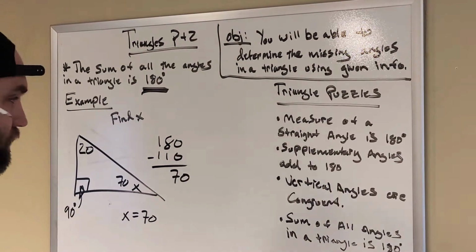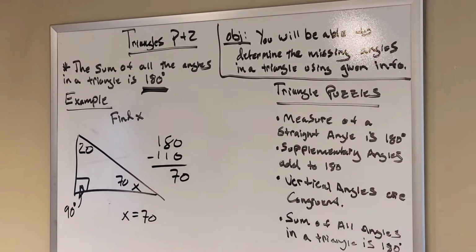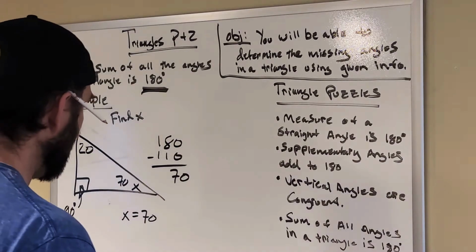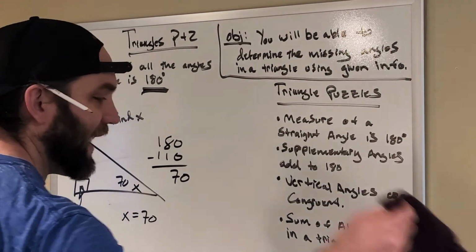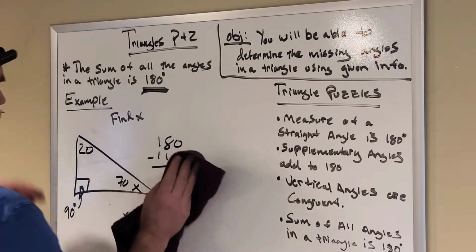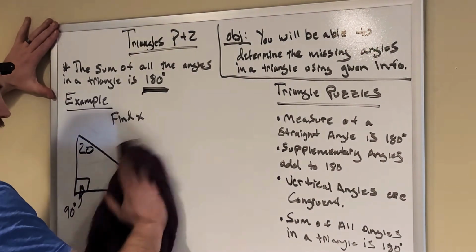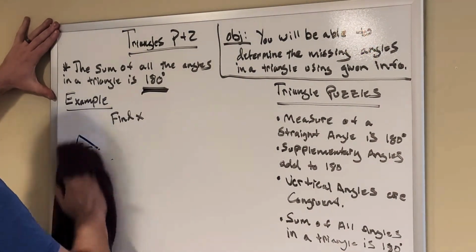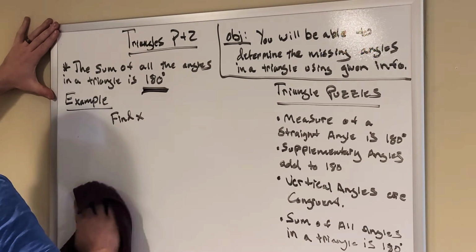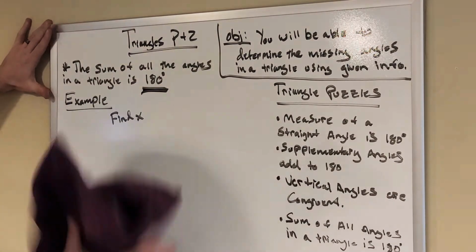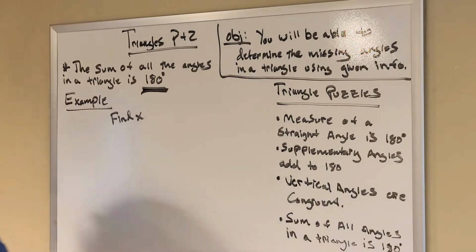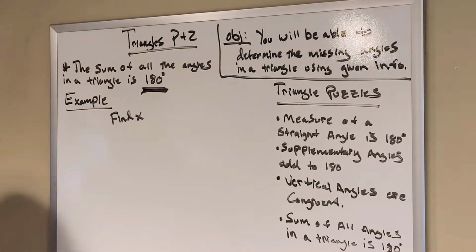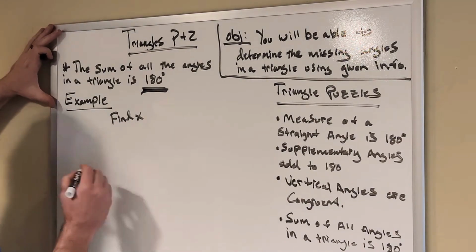Easy enough. This is just basic arithmetic, adding and subtracting. You just have to recognize what the values are on each one of the angles. So we'll look at something maybe just a bit more difficult, but we can still figure it out.